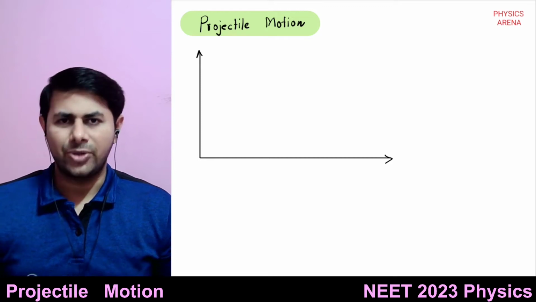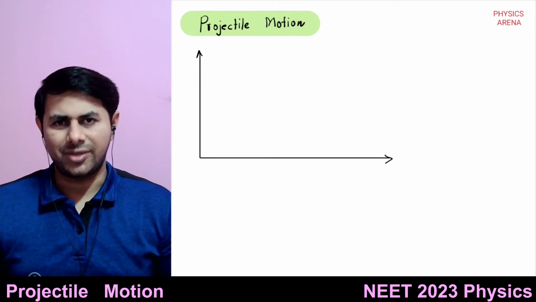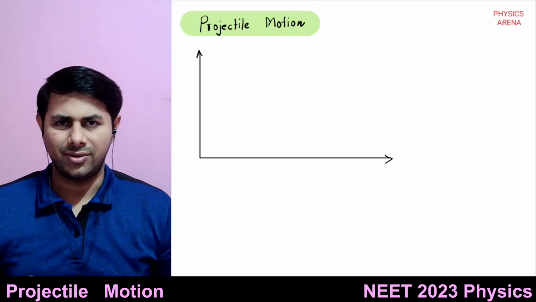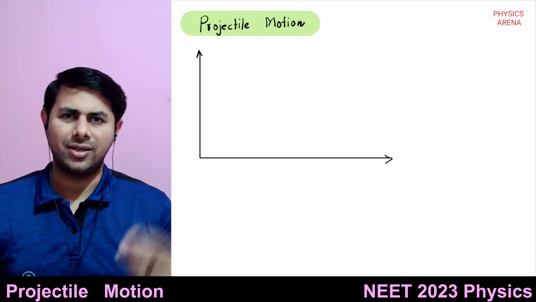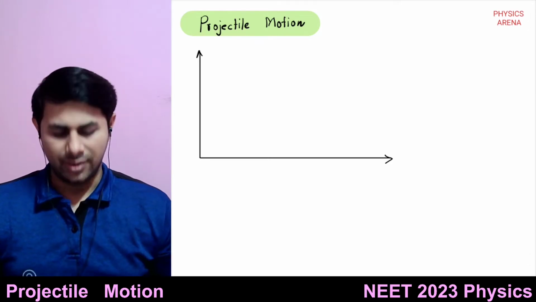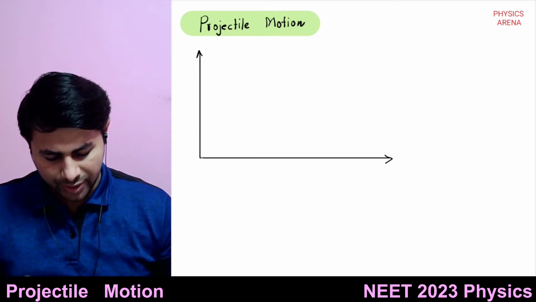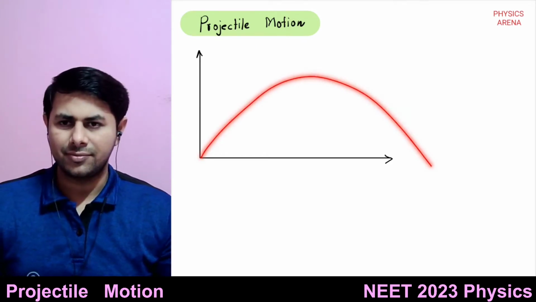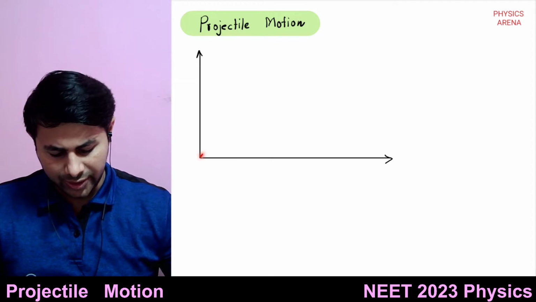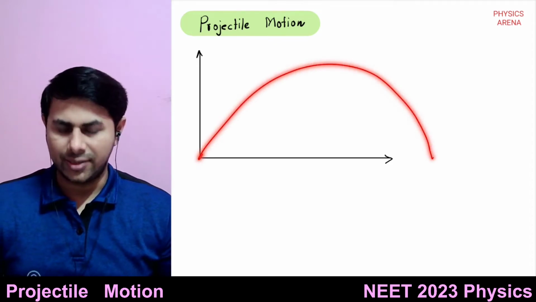Okay, so projectile motion is motion of any object which is thrown in space. Let's suppose I take a ball and throw it in space. What kind of path will it follow? It will follow a path like this, right? If I throw it at some angle, it will follow a path like this.